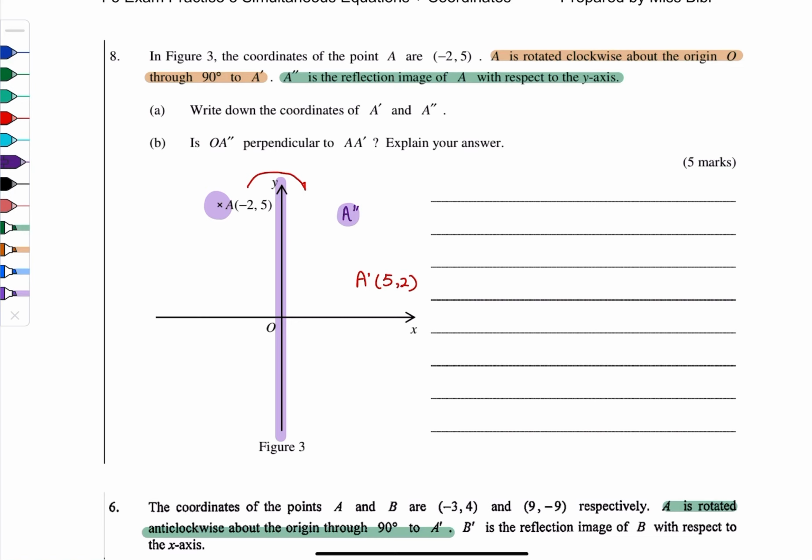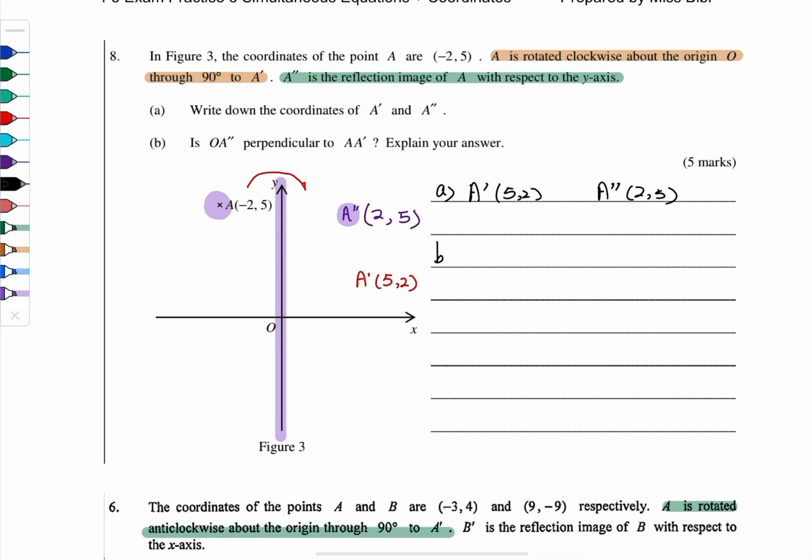Cool. And does your height change? No, so the height is still 5. Just the number 2 is changed to positive. Negative becomes positive like that. So your part A is done, right? You found your A dot 5, 2. You also find your A dot dot 2, 5.